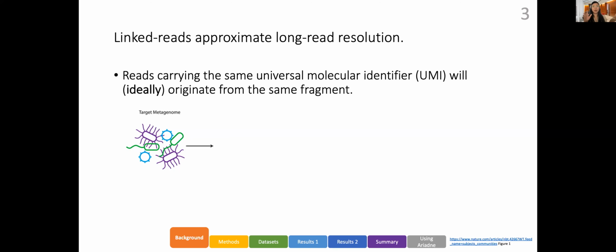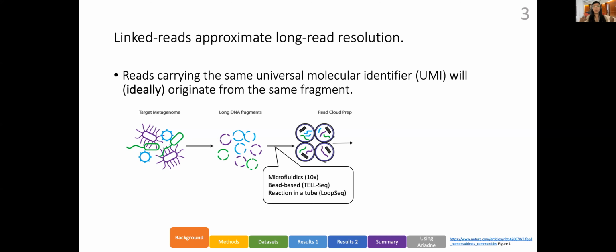Starting with our target microbiome, let's say we've extracted some long genomic fragments, and the goal is to make read clouds, which are sets of reads that carry the same universal molecular identifier, or UMI. So a UMI is a barcode of between 12 to 18 base pairs tagged onto the 3' end of the read. So the example shown here is the 10x microfluidics method, where UMIs and long genomic fragments are encased in water droplets and co-amplified such that all reads from that same fragment carry the same UMI.